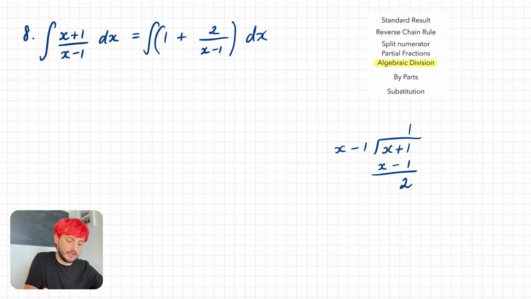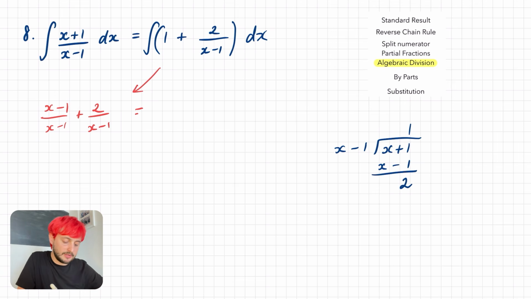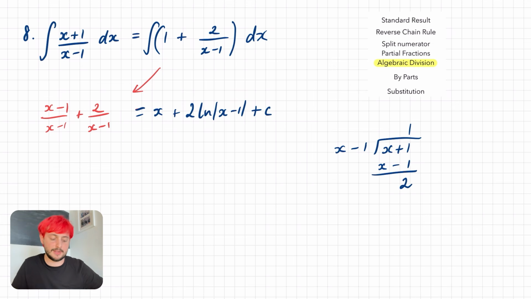If you wanted to check this, you could actually just take these two fractions and add them together. So 1 is just x minus 1 over x minus 1, plus 2 over x minus 1, and pretty clearly you can see this numerator is going to be x plus 1, and the denominator will remain as x minus 1, so it still works. Now we can just integrate this. 1 integrates to x, and the next part is going to be 2 lots of ln of x minus 1 plus c at the end.